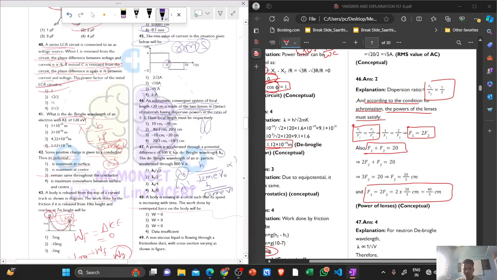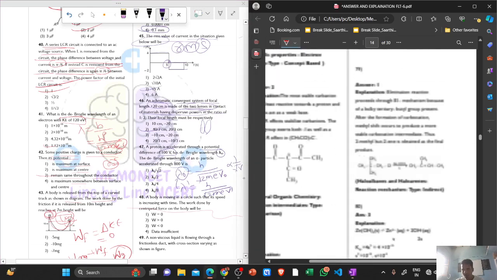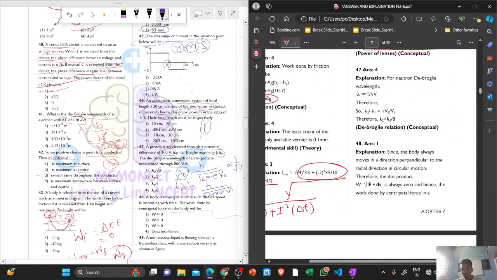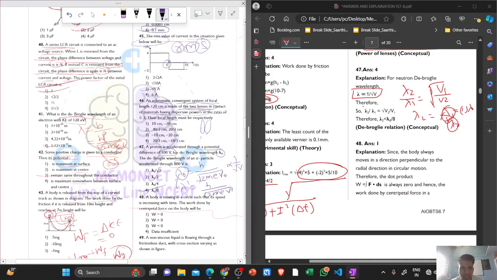You know that it is directly proportional to 1 by under root of v, as m is the same in both the cases. So simply you need to put the value of v and, taking the ratio, you can easily calculate it. You can also see the explanation: lambda 2 by lambda 1 is equal to root under v1 by v2. Simply put the value of v1 and v2 and get the value of lambda 2 in terms of lambda 1, which is equal to lambda naught. Here lambda 1 is considered to be lambda naught, so it will be lambda naught by 8. That option 4 will be correct.